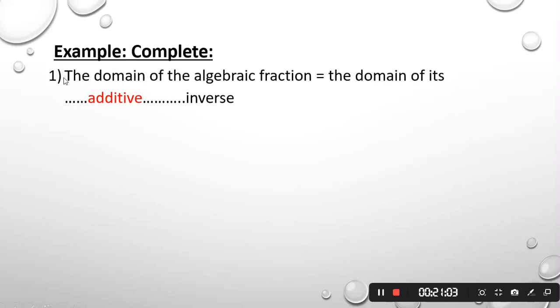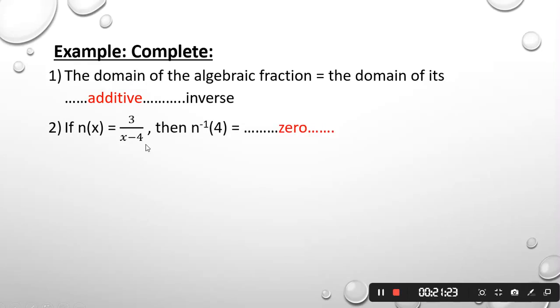So the last example is complete. Number 1, the domain of the algebraic fraction equals the domain of its what inverse? The domain of the algebraic fraction equals the domain of its additive inverse. Number 2, if n of x equals 3 over (x minus 4), then n inverse of 4... n inverse of x equals (x minus 4) over 3, and when I substitute x with 4, (4 minus 4) over 3 equals 0.